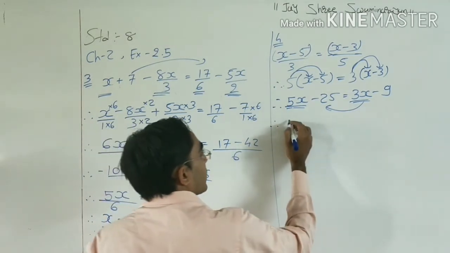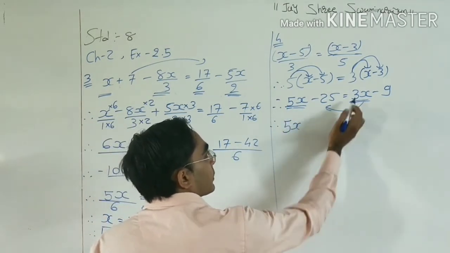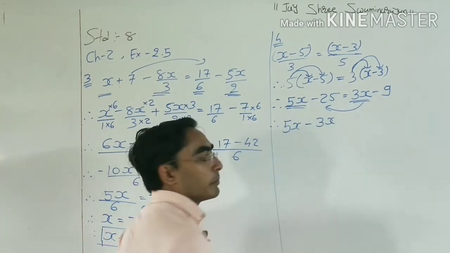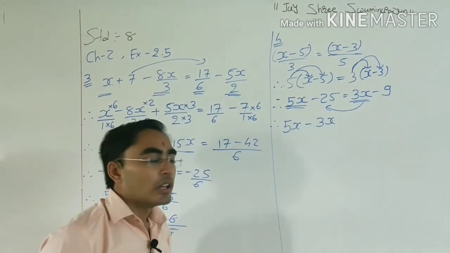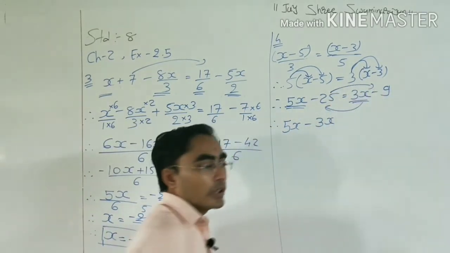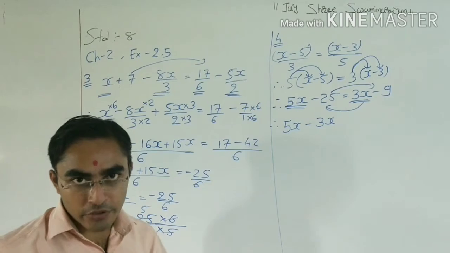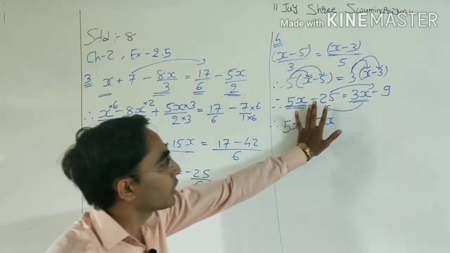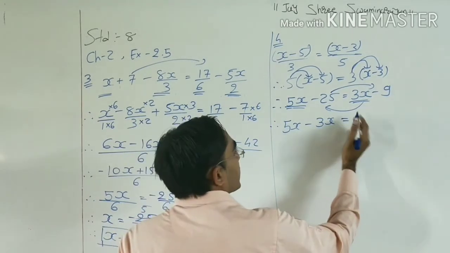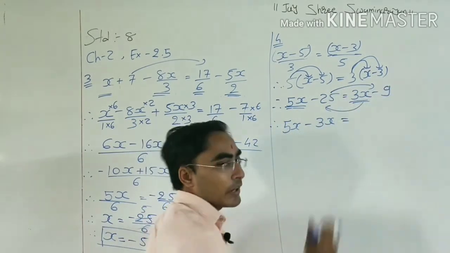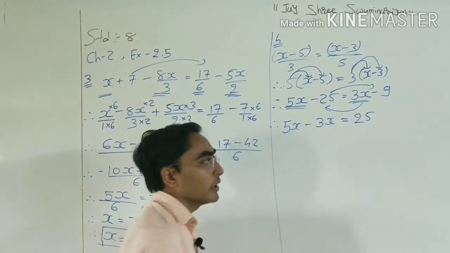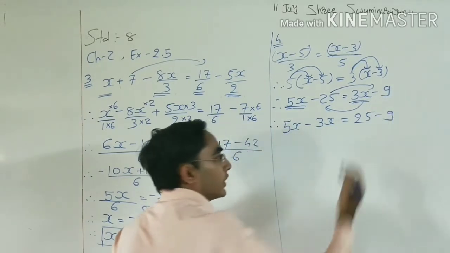Here we have 5x. If we transfer this plus 3x to the left hand side, it becomes minus 3x. Second thing, we want our numerical term on the right hand side. So we need to transfer this minus 25 to the right hand side. If we transfer this minus 25 to the right hand side, it becomes plus 25. Minus 9 as it is.